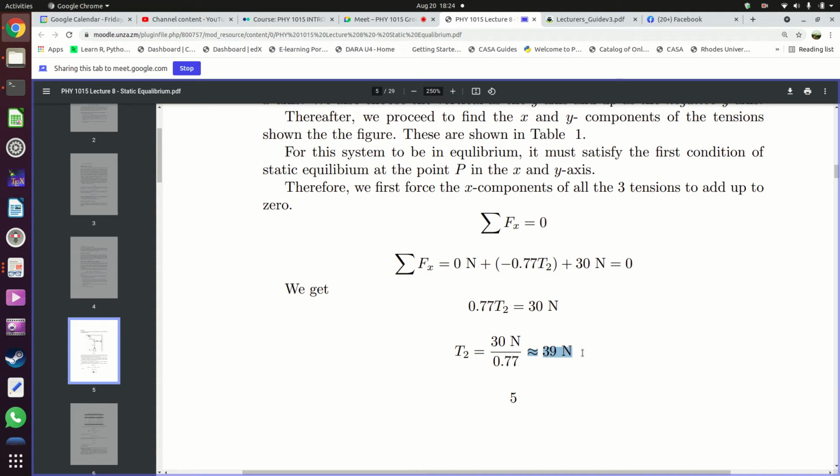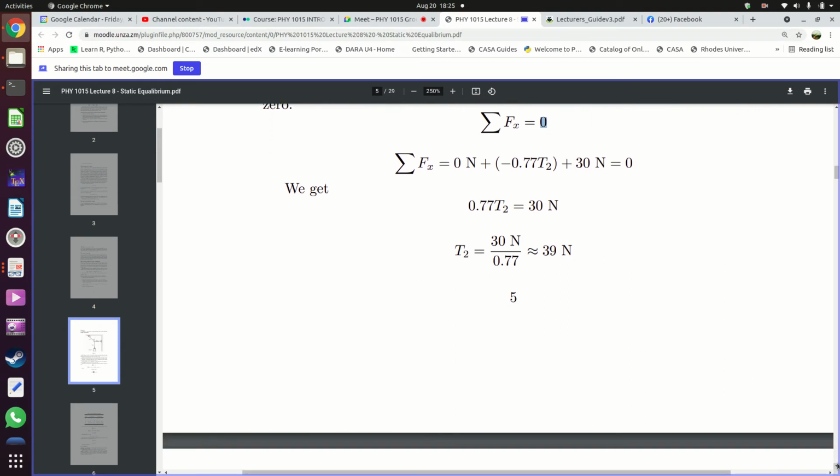Once you have your x and y components in a table, you simply add them, and you make sure that when you add them, they add up to 0, because that's the only way you're going to have equilibrium. You only have equilibrium when you force things to be equal to 0. Okay, so we find our T2 to be equal to 39.